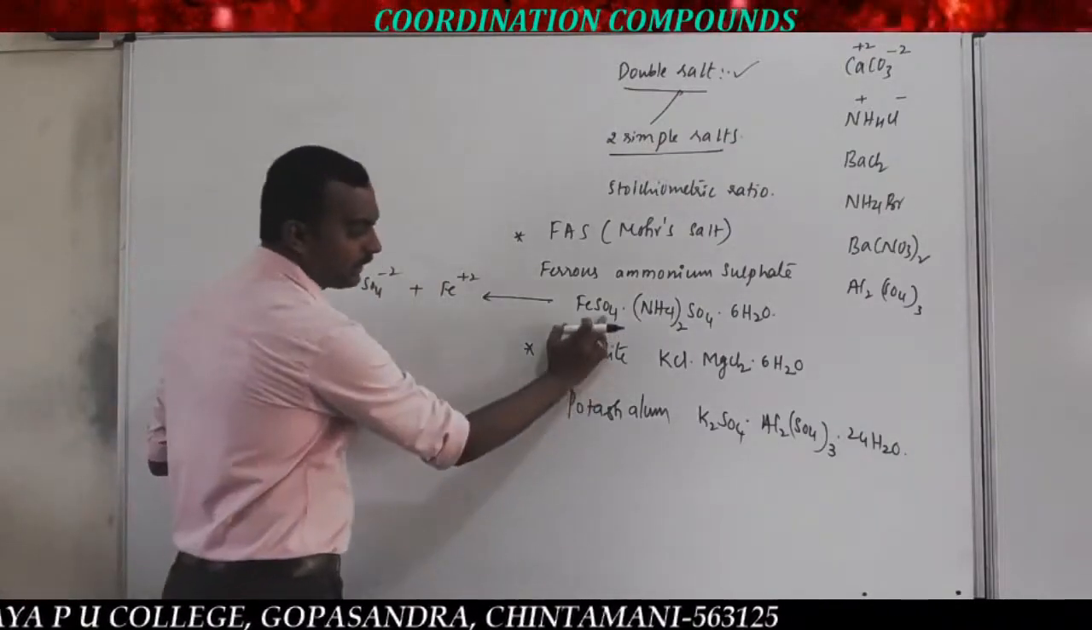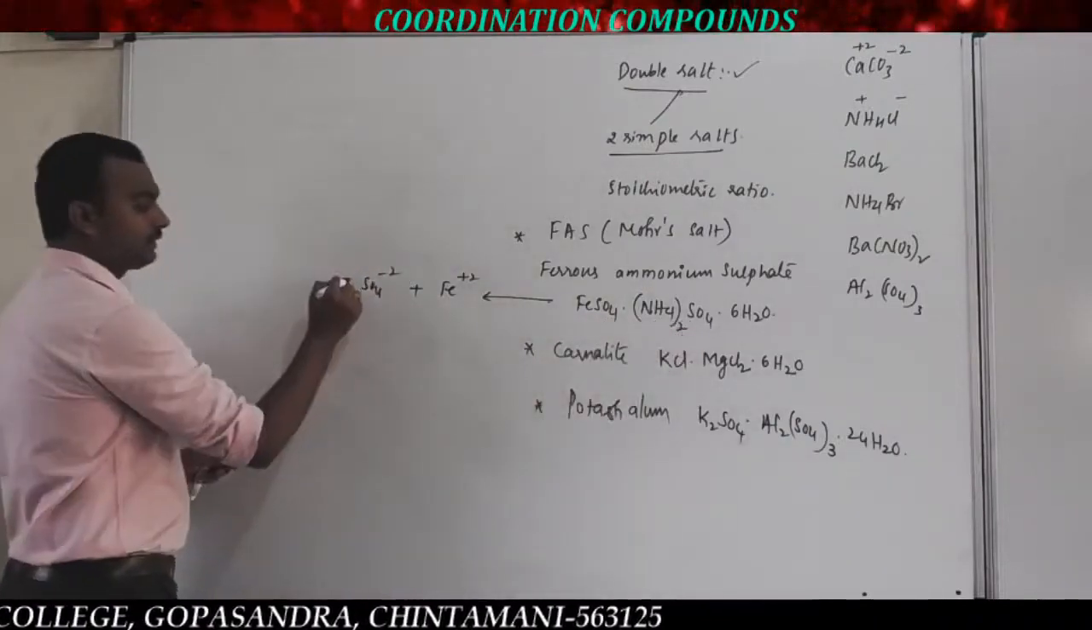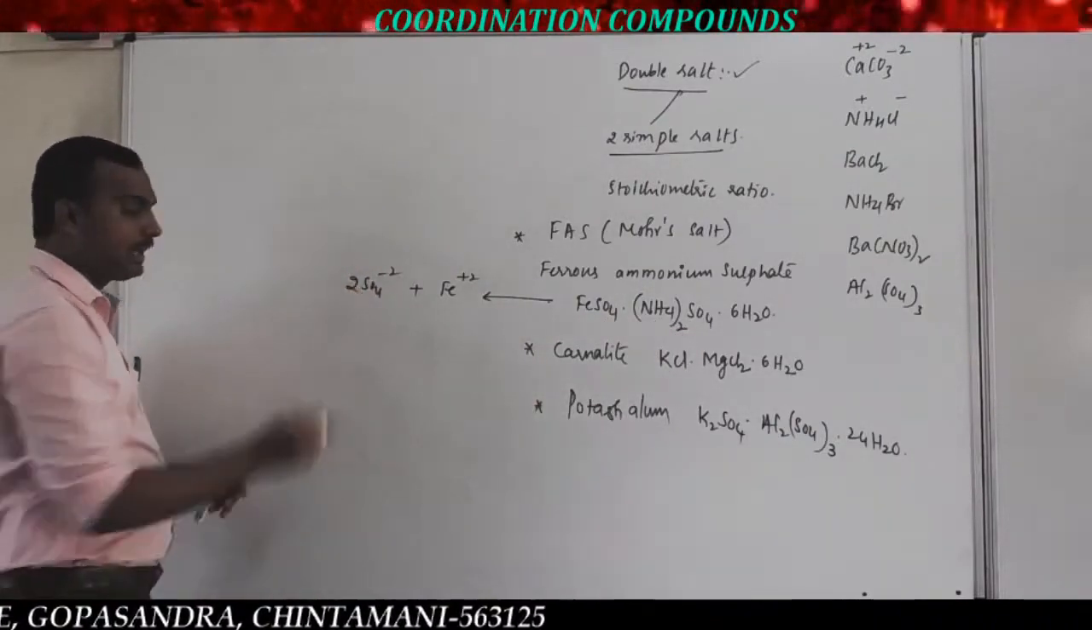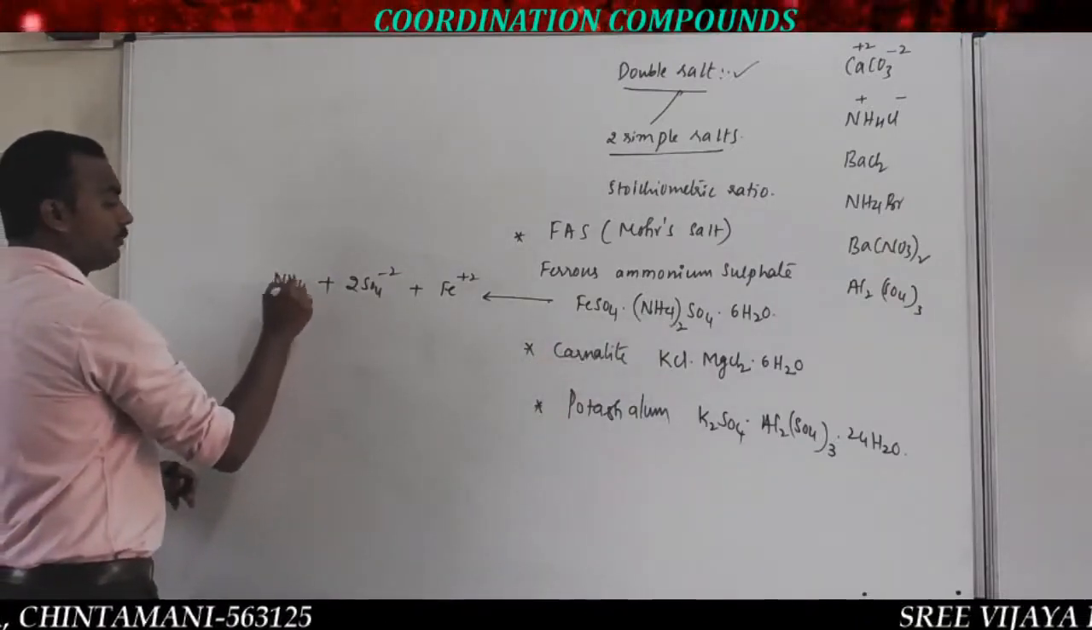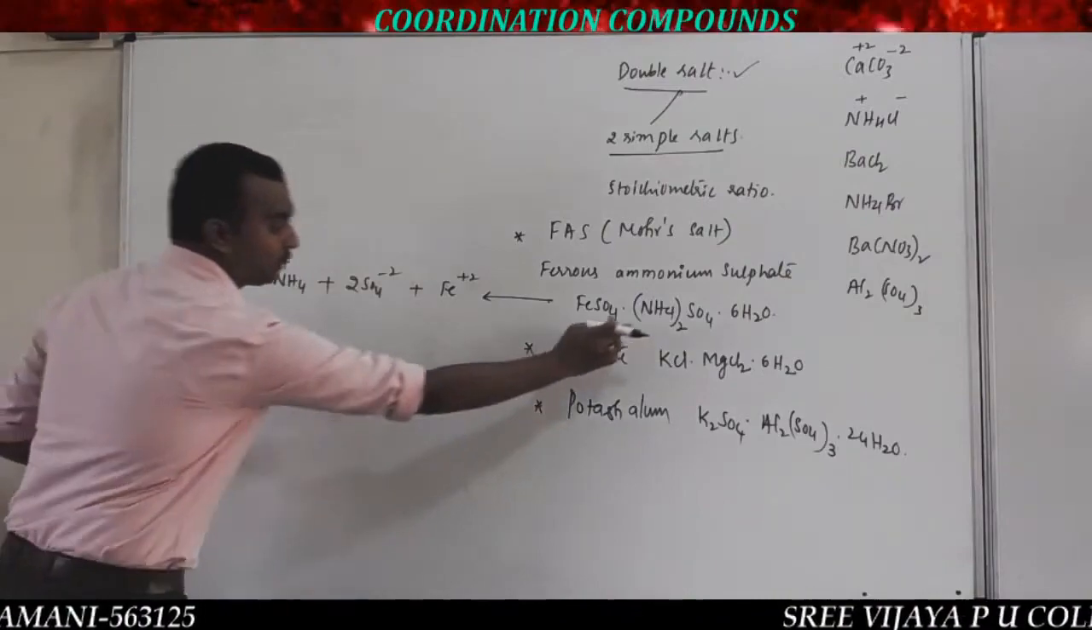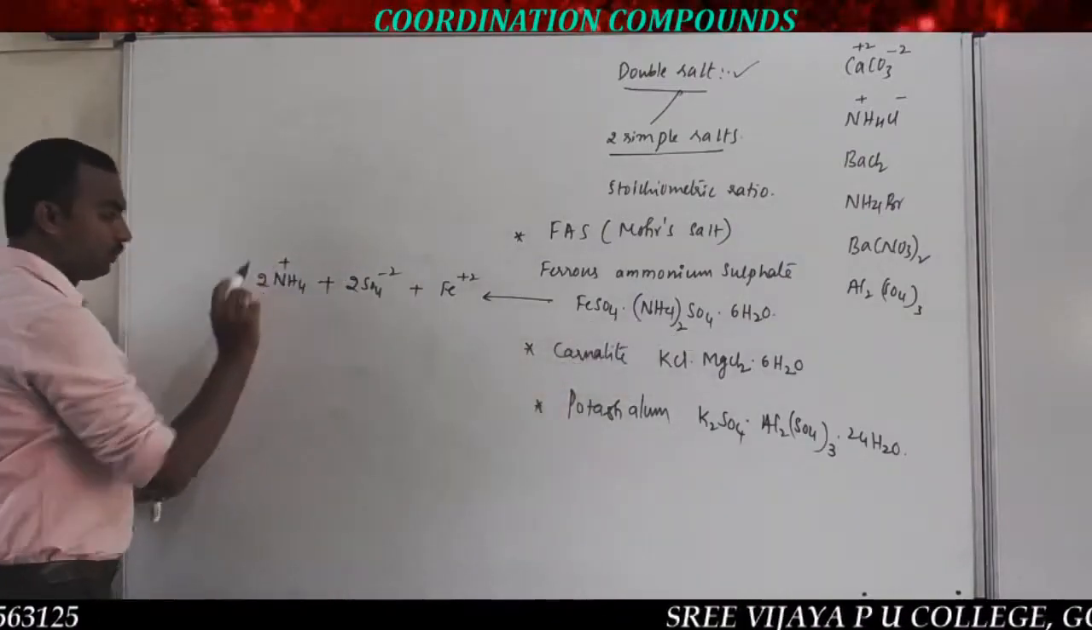ಸಲ್ಫೇಟ್ ಎಷ್ಟು ಬರುತ್ತೆ ನೋಡ್ಕೊಳ್ಳಿ, ಇಲ್ಲೊಂದು ಸಲ್ಫೇಟ್ ಇದೆ, ಇಲ್ಲೊಂದು ಸಲ್ಫೇಟ್ ಇದೆ, literally 2 sulfate ions formation. And one more ion formed, that is NH4 plus, that is called as ammonium ion. How many ammonium ions are formed? Let me take it as 2 moles.